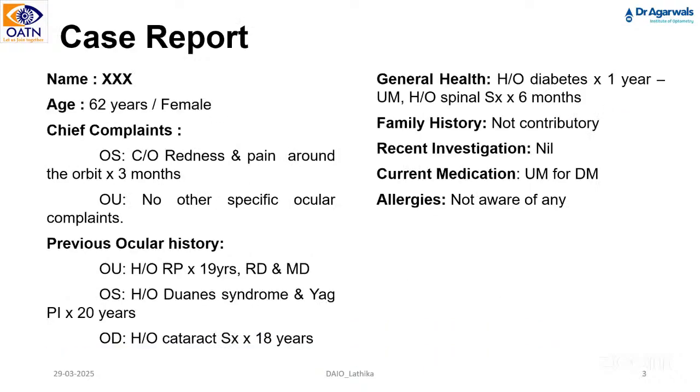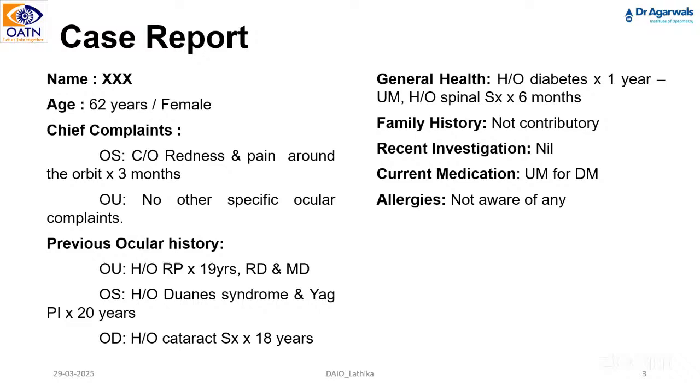Case report. A 62-year-old female patient presented with the chief complaint of redness and pain around the orbit since 3 months in the left eye, with no other specific ocular complaints in both eyes. The previous ocular history revealed retinitis pigmentosa since 19 years, along with retinal detachment and macular degeneration in both eyes. The patient also had a history of Duane syndrome and YAG-PI 20 years ago in the left eye, along with cataract surgery in the right eye 18 years ago.